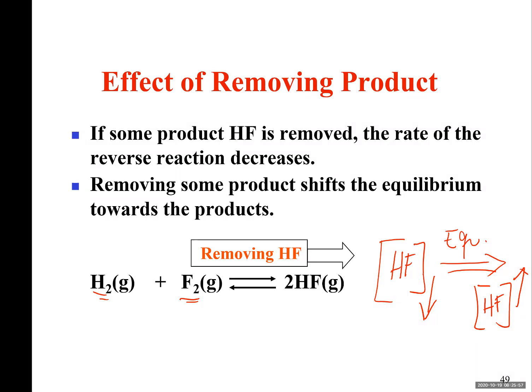Which direction could the reaction go? Either to the right or to the left. Which direction increases the concentration of HF? Going from left to right is making more HF. Going back is going to decrease HF. So the reaction is going to go forward. This is the direction if I remove HF from the mixture.